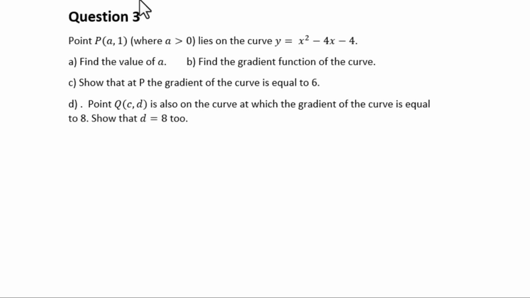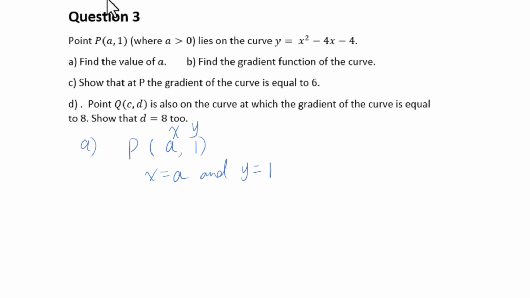Let's go to question 3. Point P (a, 1), where a is positive, lies on the curve y equals x squared minus 4x minus 4. Find the value of a. Since the coordinates of P are (a, 1), we label x, y, which means x equals a and y equals 1.